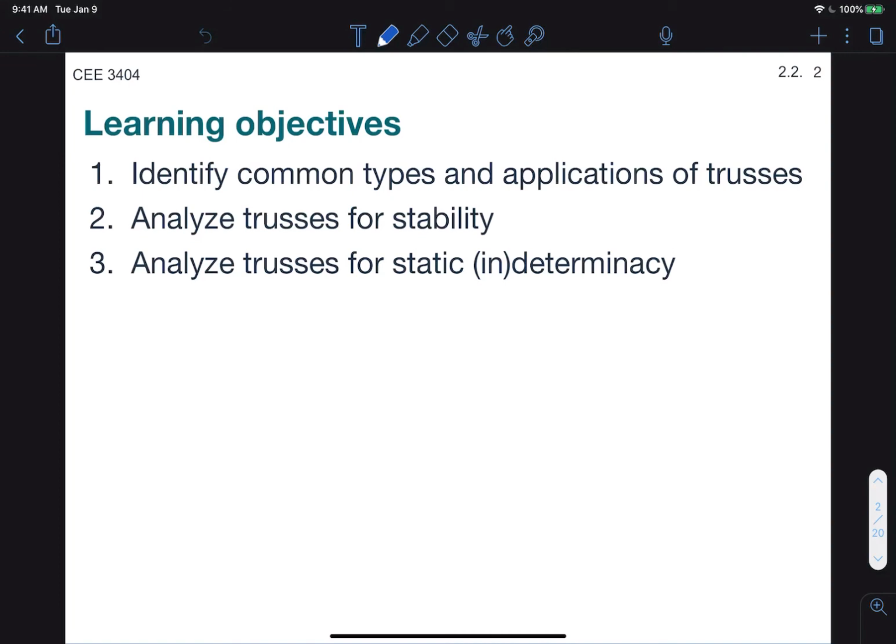First, we'll learn about common types of trusses and their applications. Then we'll learn how to analyze trusses for stability, and finally we'll do a very similar process to look at how to analyze them for static determinacy and indeterminacy.